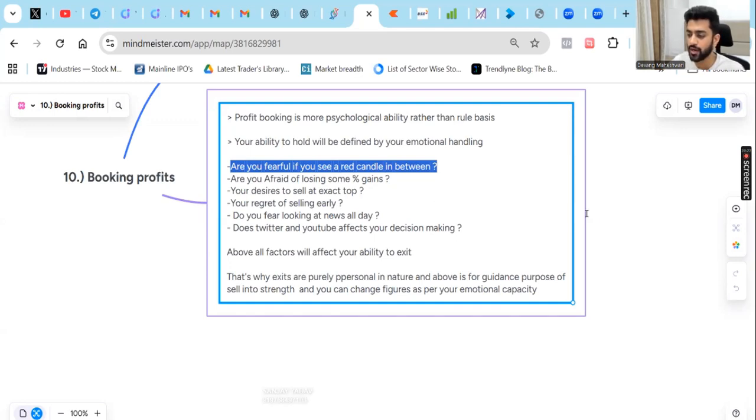Anil says no. Great. Payal says yes. Hitesh says no, I have an exit plan before entering the trade. Good. Gora says yes. Somik says no.